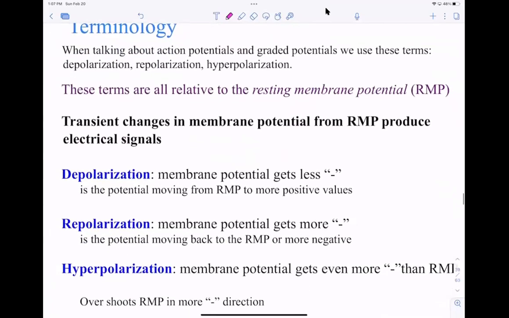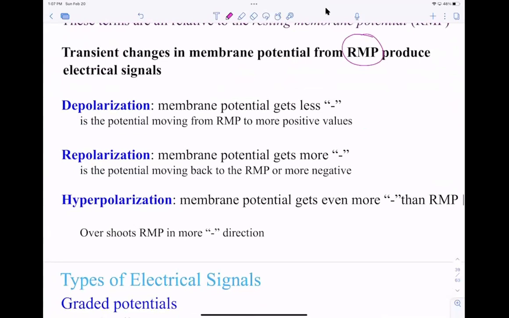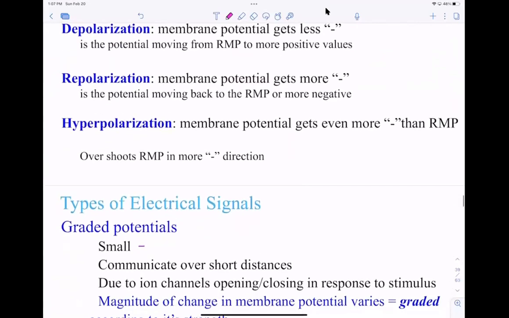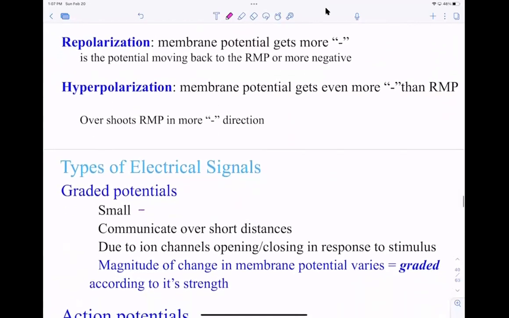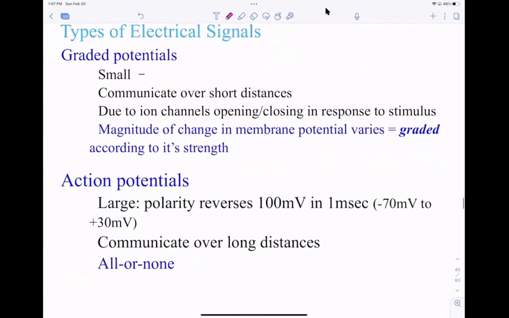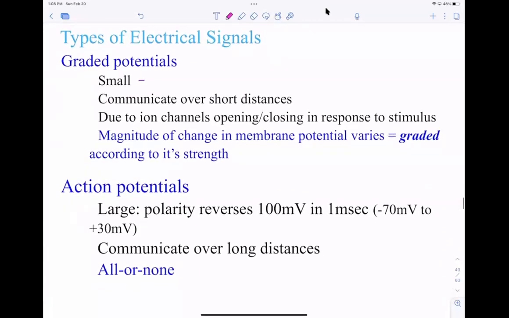So these are terms that we use when referring to the resting membrane potential, or RMP. Depolarization gets less negative, closer to zero and above. Repolarization gets more negative, back towards the resting membrane potential, and hyperpolarization is past resting membrane potential. And so graded potentials are these small depolarizations, or it could be a small hyperpolarization if it is an inhibitory graded potential, meaning it's making it harder to form an action potential, or inhibiting.